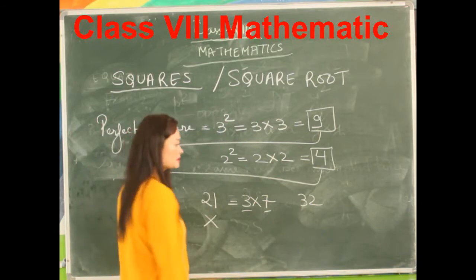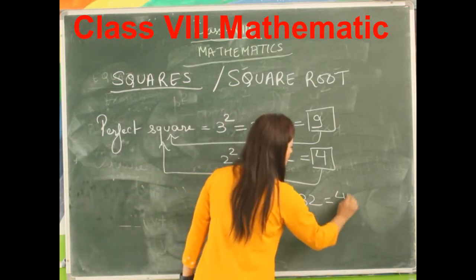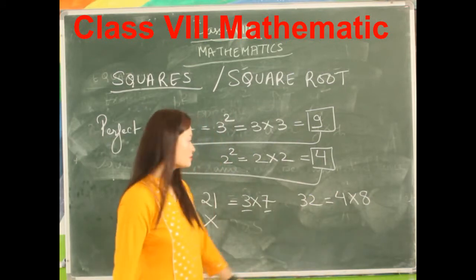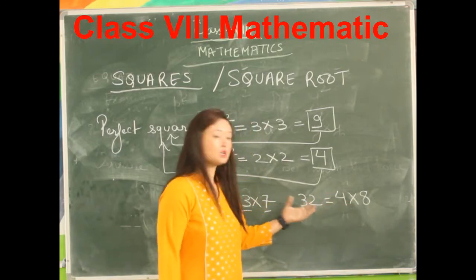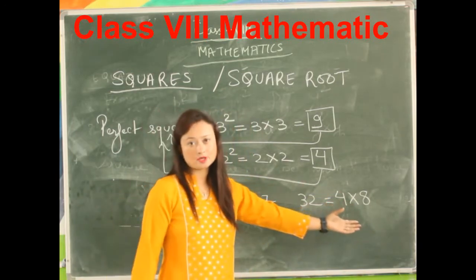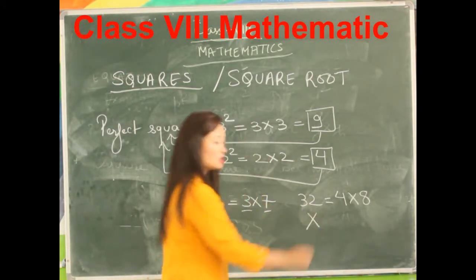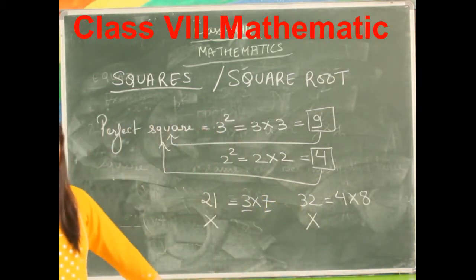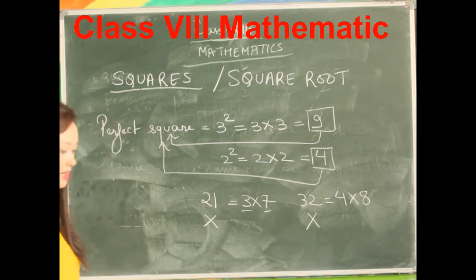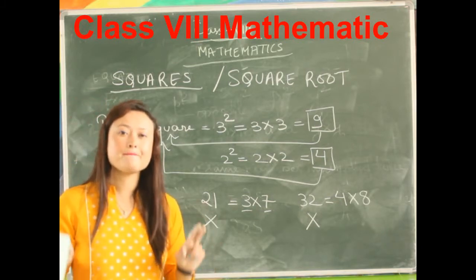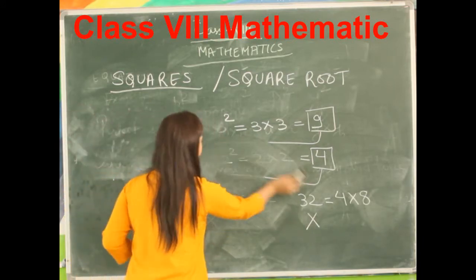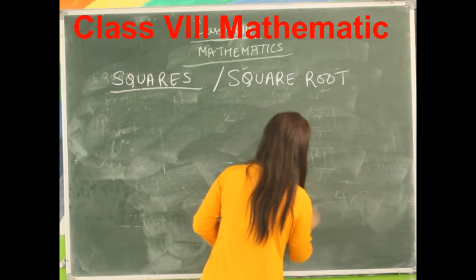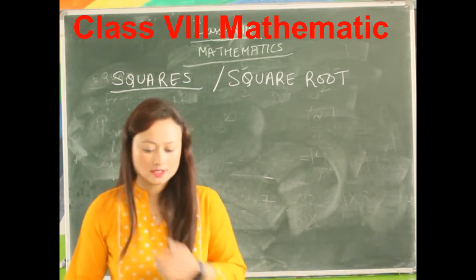32. Which numbers give you 32? 4 and 8. So 4 is a different natural number, 8 is a different natural number. They are not the same natural number. So 32 is not a perfect square number. I hope you understood what a perfect square number is. Perfect square numbers are the numbers which we get by multiplying the same natural number, not by different numbers.